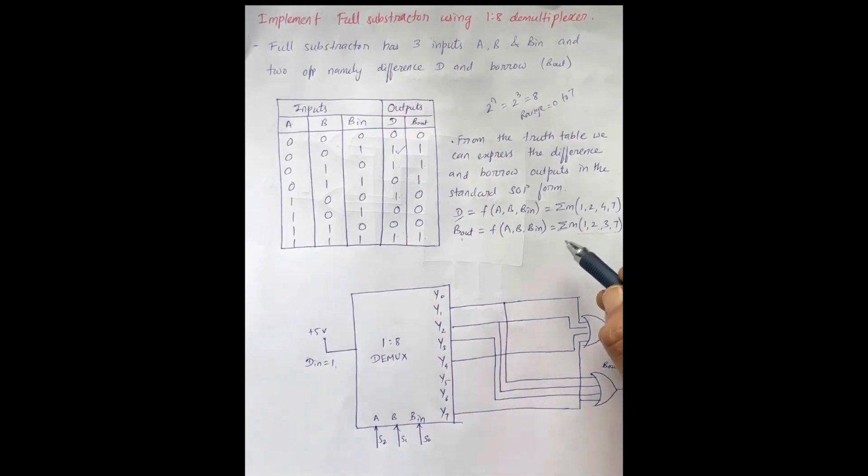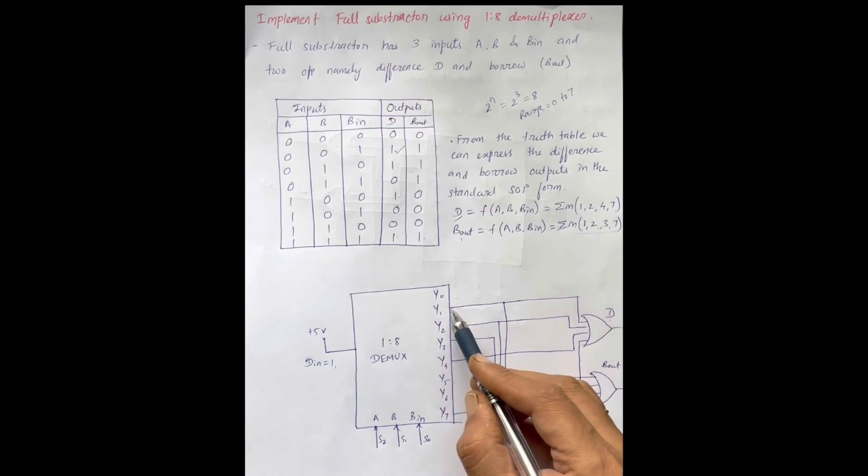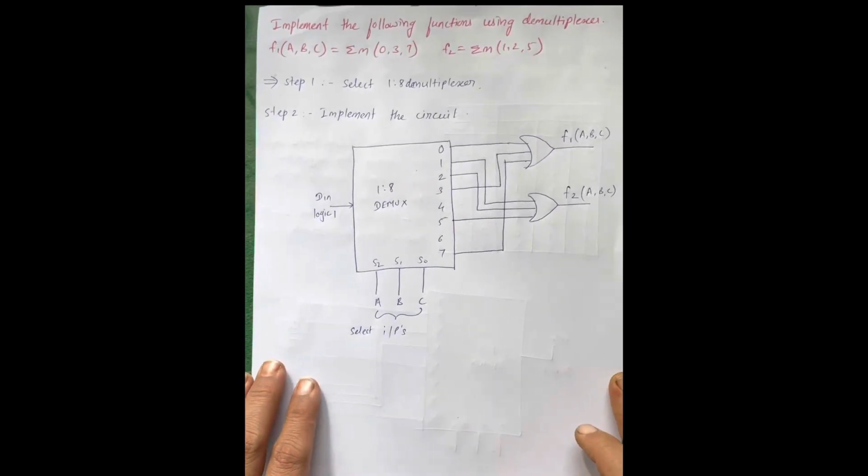And here for borrow we have the product terms 1, 2, 3, 7. So I'll add product terms 1, 2, 3, 7 together to get the output for borrow. So this is the way to solve a full subtractor using a 1:8 demultiplexer. Now I'll take one more example.